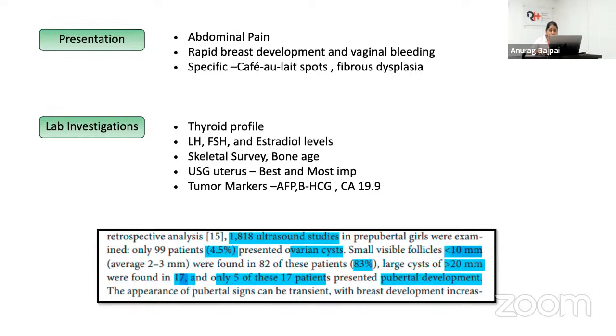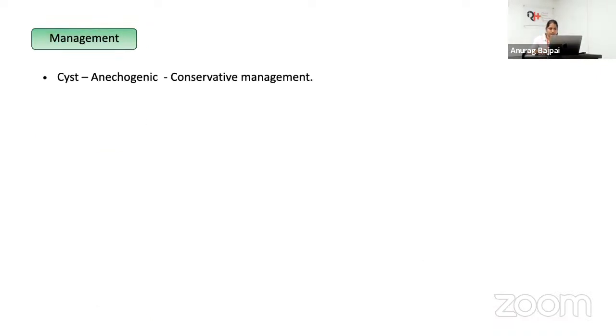The studies had shown that they had done 1818 ultrasound studies of the prepubertal girls, and they found that only 99 patients presented with ovarian cyst, and only 82 of these patients had cysts that were less than 10 mm, and only 17 had cysts that were greater than 20 mm. And only 5 of these 17 patients presented with pubertal development. So by this data, most are non-functional, and you may not even pick them up. That's what I'm saying. So you don't get too worried if you see an ovarian cyst.